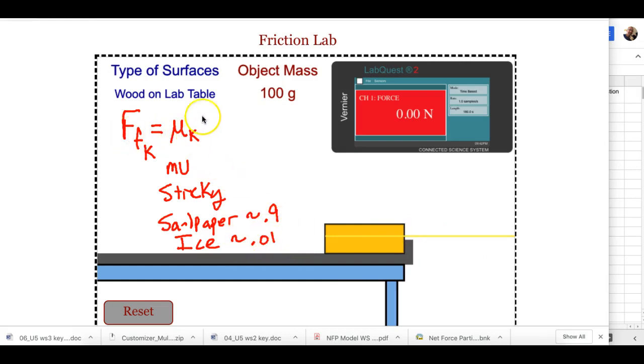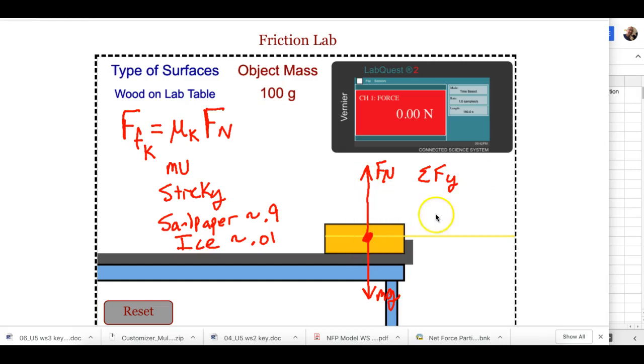So there's one more thing that we need here, and that is the normal force. And so we know the normal force is Fn. For the lab that you're doing, remember this is straight down, this is mg, and then straight up we have the normal force.